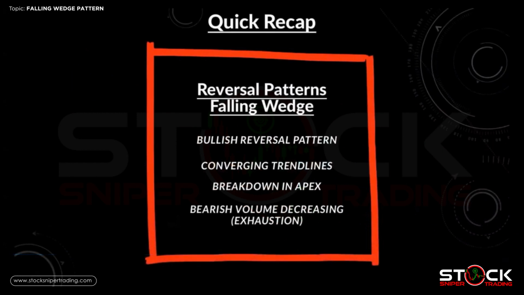A quick recap. The falling wedge is a bullish reversal pattern. It is characterized by its converging trend lines. We have a breakout towards the apex, and we can see that the bearish volume is decreasing due to exhaustion, and we can see bullish volume increasing as more buyers enter the market at a support level.